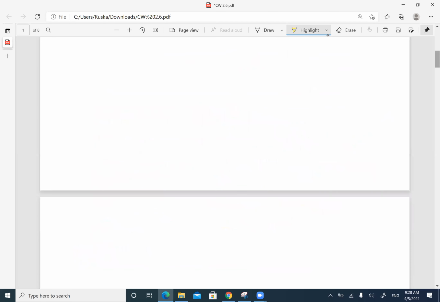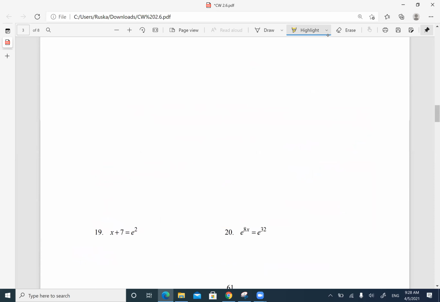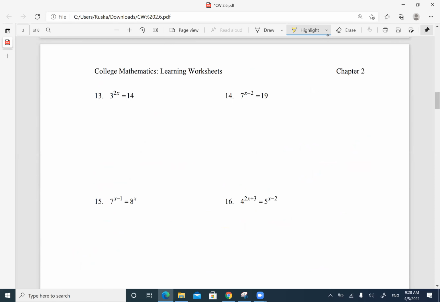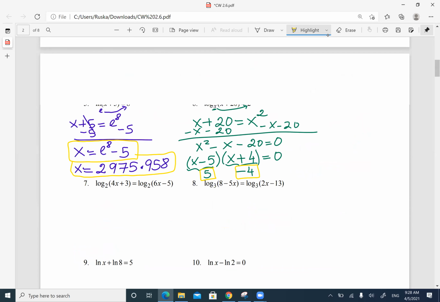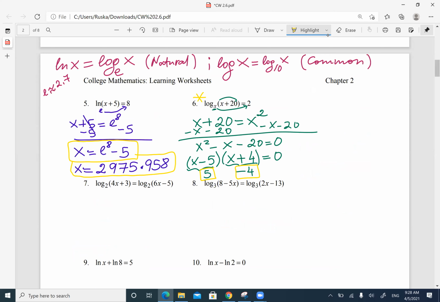So when you solve an equation with logarithms, x plus 20, only x plus 20, has to be positive. Okay? So when I get my x's here, 5 and negative 4, I have to check it. I have to check your work. And what do you check?